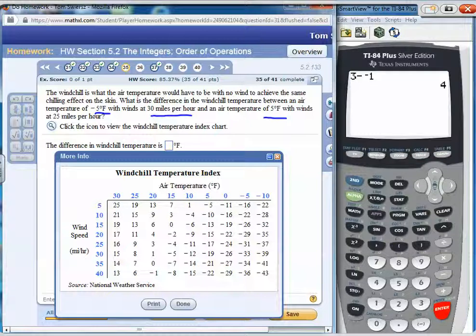So air temperature at -5, 30 miles per hour, would be a -33. Okay, subtract 5 degrees Fahrenheit with winds of 25. So 5 degrees Fahrenheit with winds of 25 would give us right here a -17. So we're going to subtract a -17. Okay, so we'll go ahead and do that on our calculator.